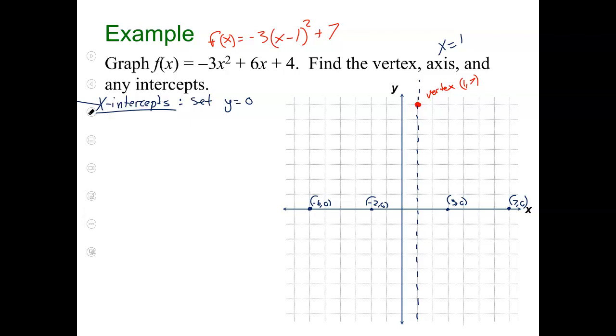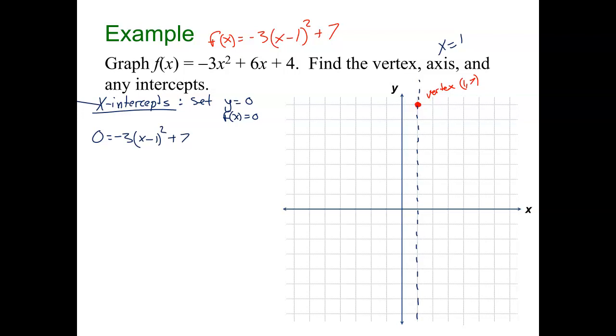Now when we're dealing with functions, it's the same idea, it's just different nomenclature. Instead of changing y to 0, we make f of x 0. Y is the output. F of x is the output. F of x is the function. So we make our function equal 0. 0 equals negative 3 times (x minus 1) squared plus 7.